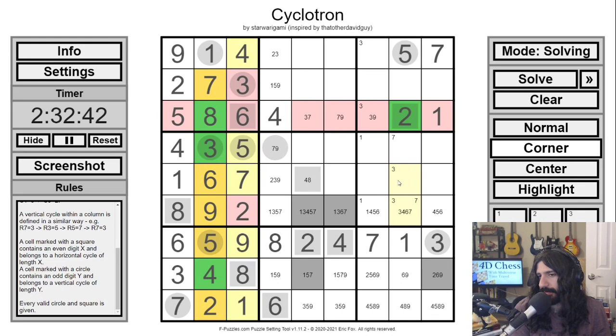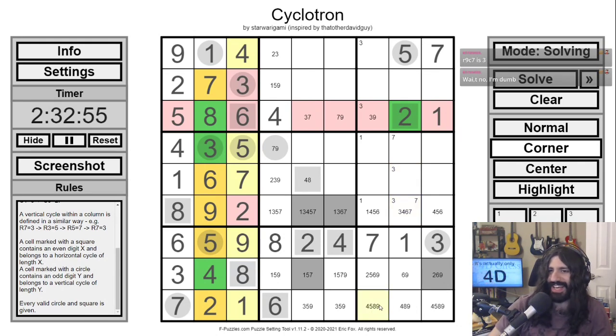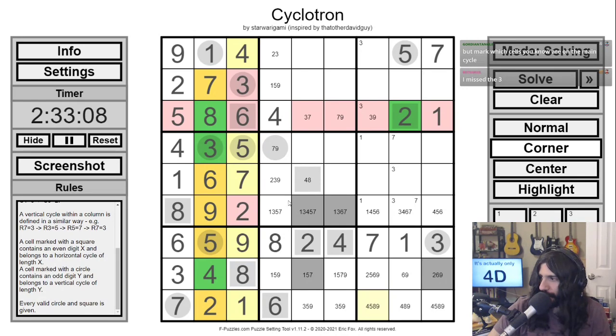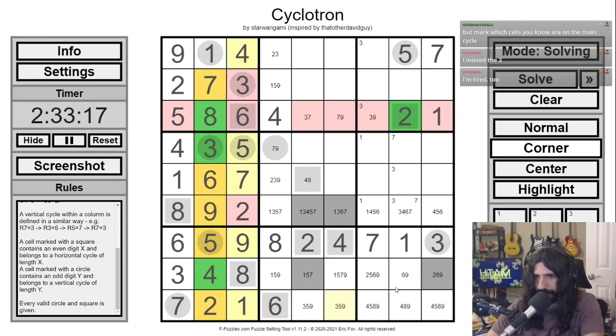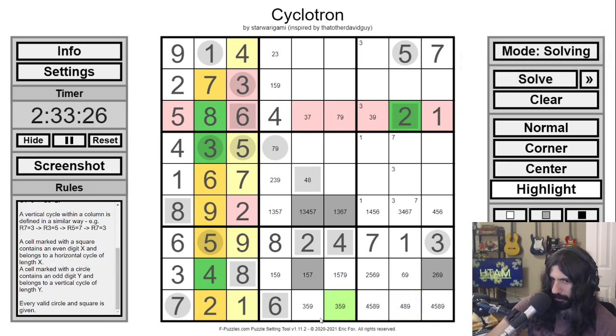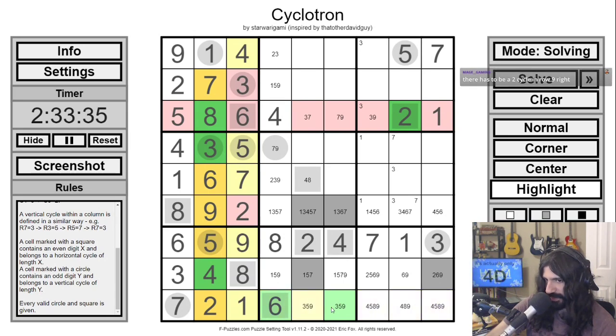Hmm. Row 9, column 7. Is it 3? I think it's wrong on like a billion levels, but that's fine. There's these 3s, and the fact that it can only be one of these things. Mark which cells you know are on the main cycle. So I know that this is on the main cycle. I will mark this with light green. What refers to this? One of these is on the main cycle. Whatever this refers to is on the main cycle. That's all we know, right?